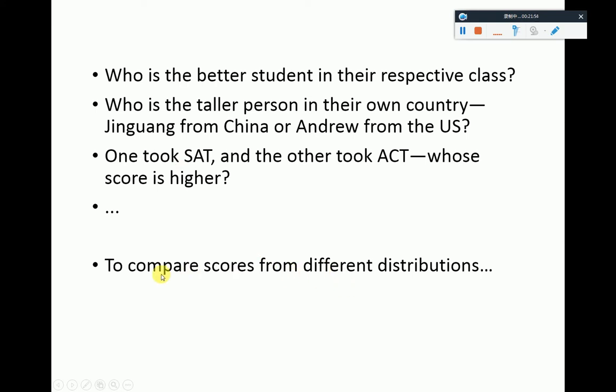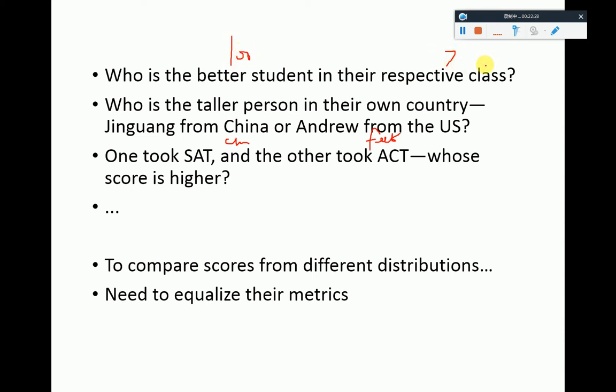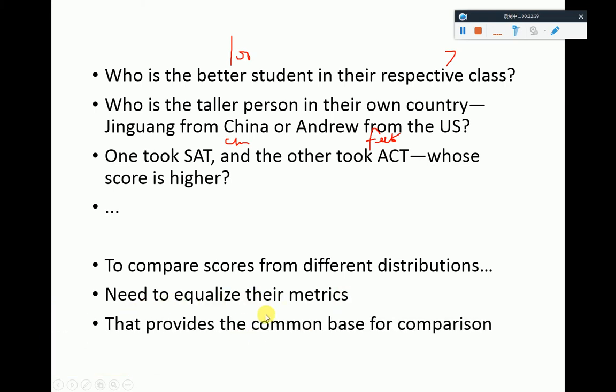So whenever we're comparing scores from different distributions, we need to equalize their metric. These scores are taken using different metrics. So, for example, in China, we're using centimeters, whereas in the US, we're using feet or inches to measure height. Students from different classes may use a 100-point scale, some may use a 7-point scale, some using other kinds of scales. SAT, ACT, they also have different metrics. So in order to make all these scores comparable, we need to equalize their metrics. And the equalized metric, or common metric, will enable the comparison.